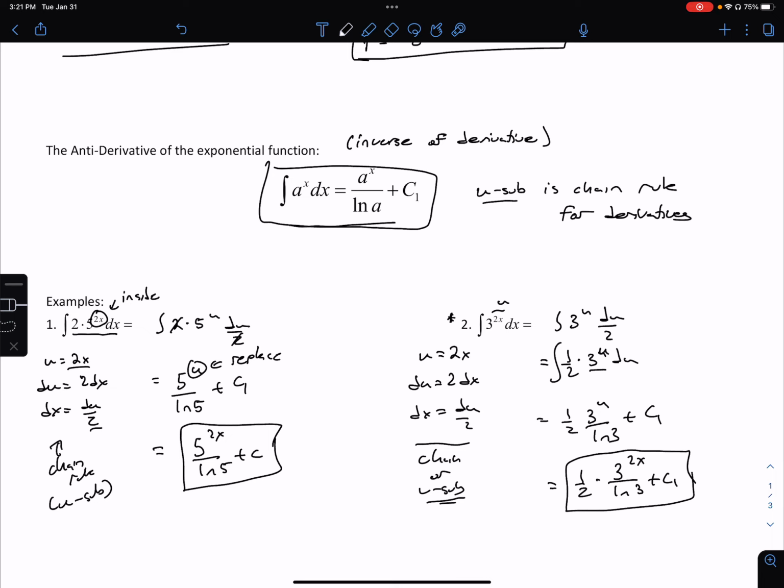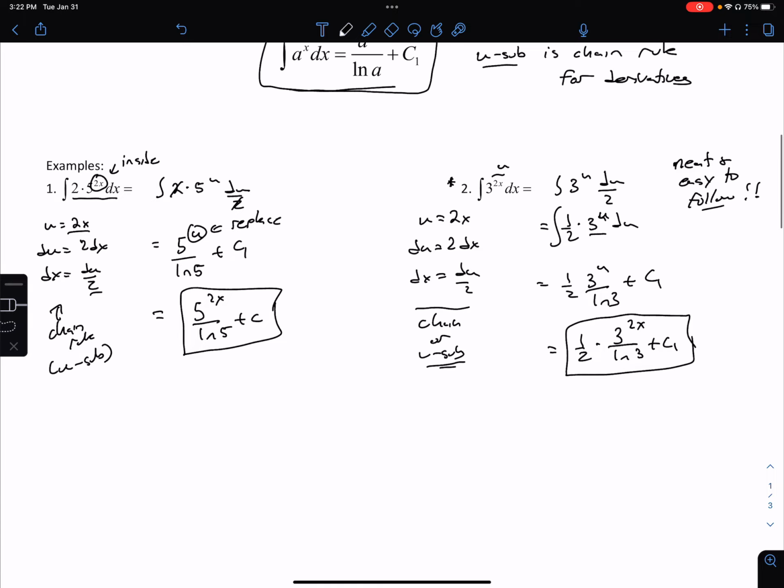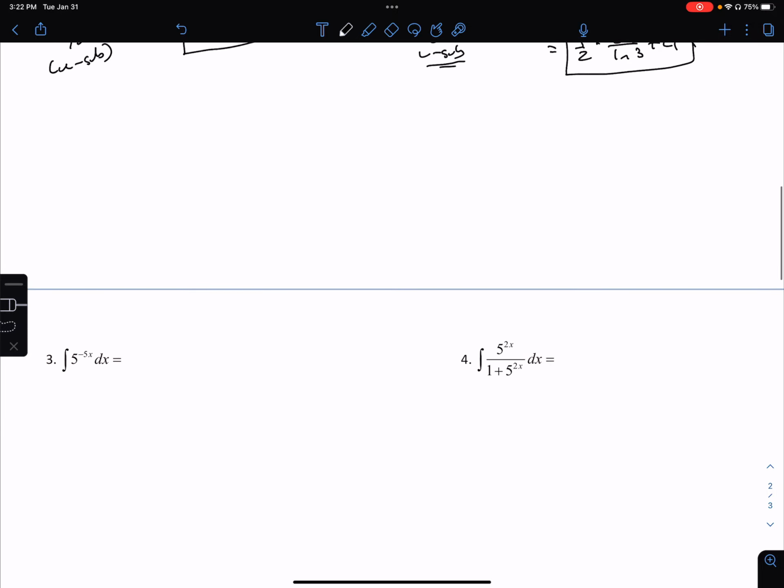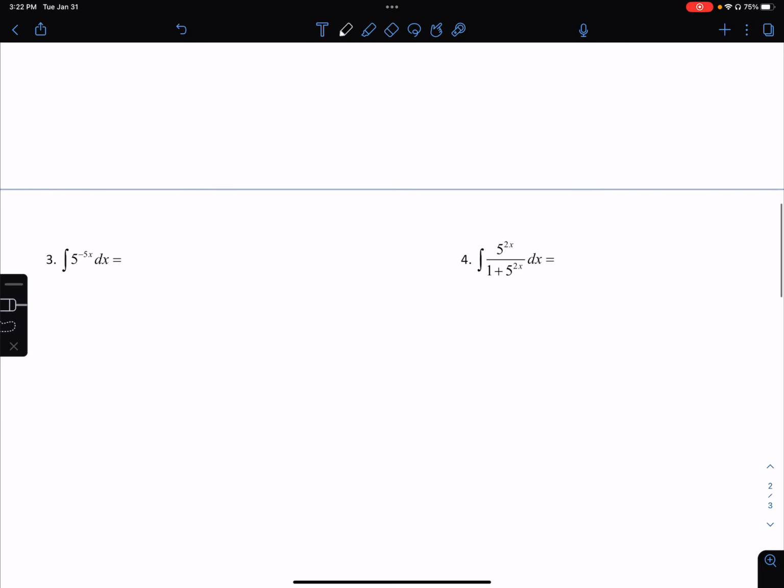Now notice, my work is neat and easy to follow, and that's what we want. That's what the AP wants to see. Okay, so make sure your work is always going to be neat and easy to follow. All right, so let's go and take a look at one more example, and then we'll take a little break for another video, okay? All right, so let's take a look at number 3 here.